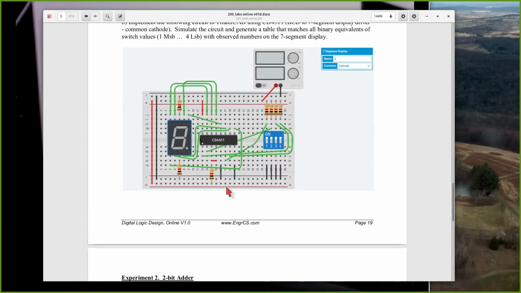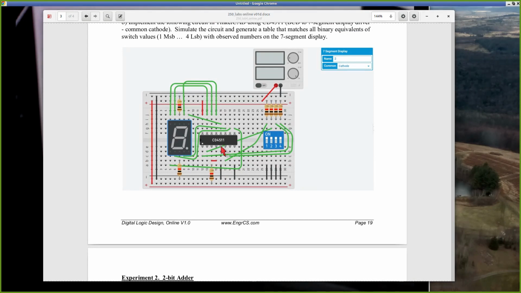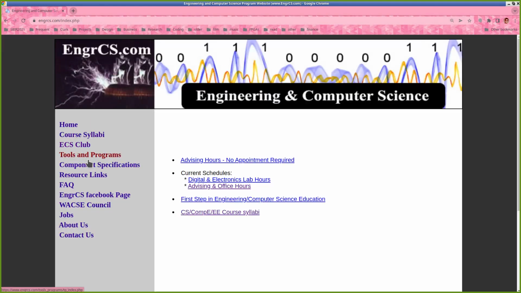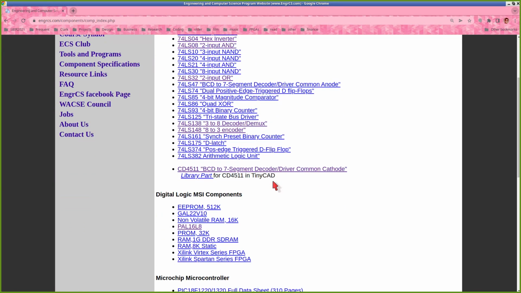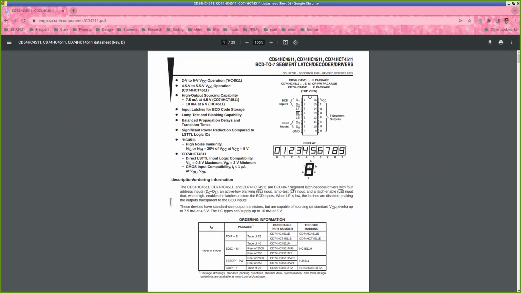The 7-segment decoder is a bit of an oddball. We don't have logic gates that we can use, like with AND gates we have a half moon symbol, with inverters we have a triangle, but there's no standard symbol for that decoder. So if you go to the component specifications and look up the data sheet on that, you'll see a compromise. What you don't really want to do is just draw a picture of the chip.